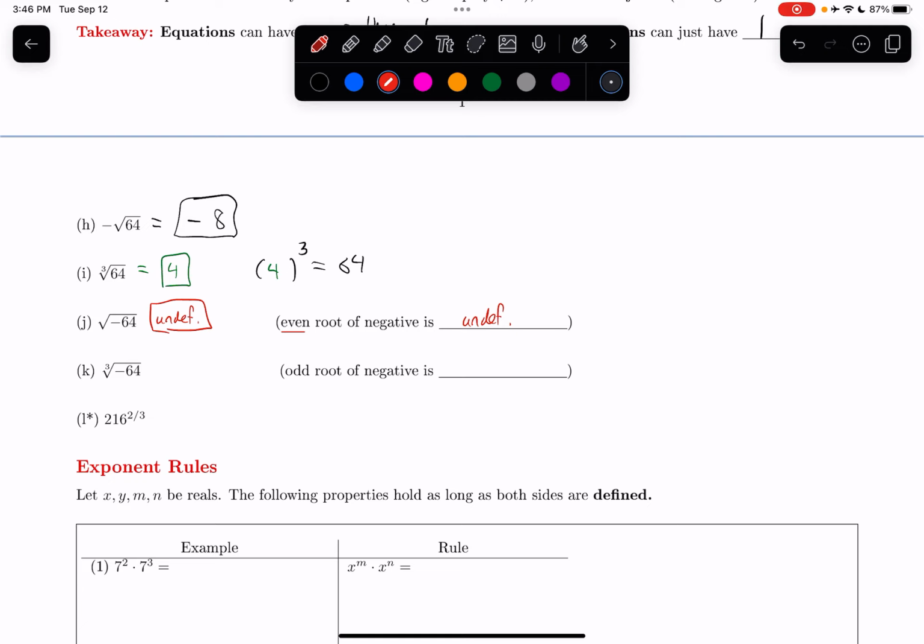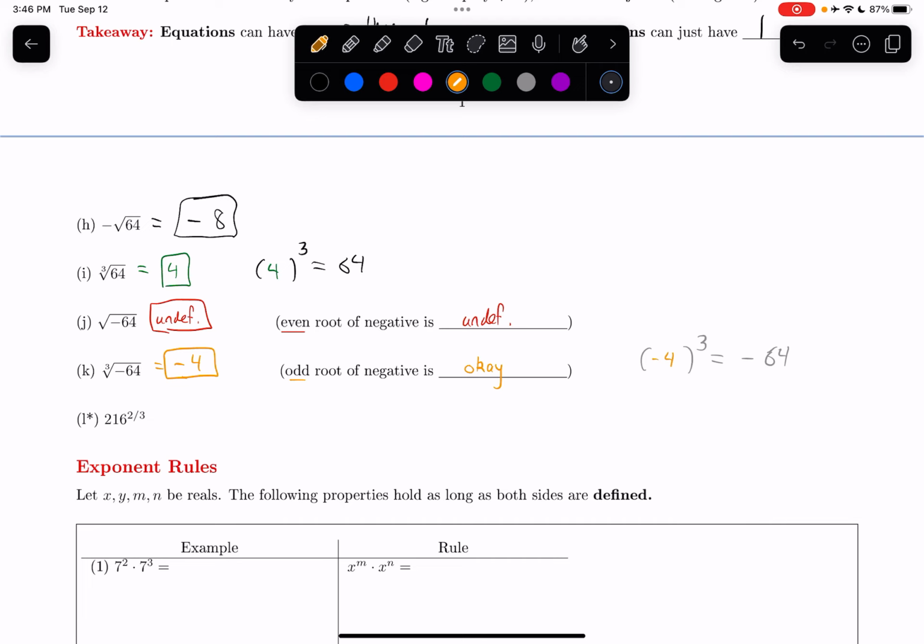But what if I have an odd root, a cube root of -64? Well, I'm asking myself, what do I cube to get negative 64? So is there something that works here? So yeah, if I plug in negative 4 times negative 4 times negative 4, that is negative 64. So this time I do have an answer. It's negative 4. So an odd root of a negative is totally okay.